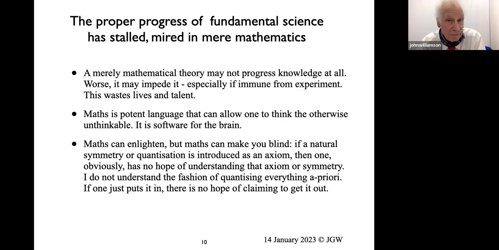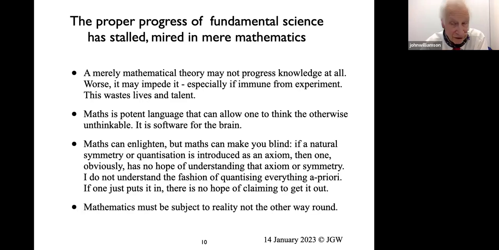Any theory we come up with better reproduce a lot of the standard model, because the standard model is mostly good, but we need to move from standard model to standard theory. I don't understand the question of quantizing everything a priori, because any quantum number you come up with is an expression of what you don't know, not what you do know. If you just put it in, there's no hope of getting it out, although people claim to, and there's an awful lot of that about as well. And the main takeaway from this is mathematics must be subject to reality and not the other way around.